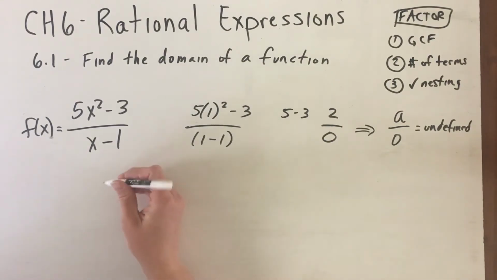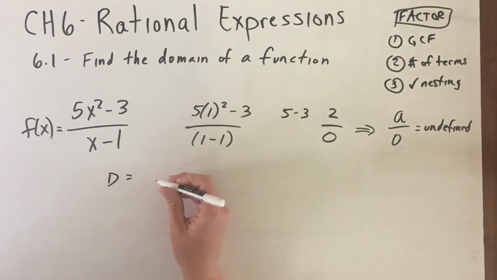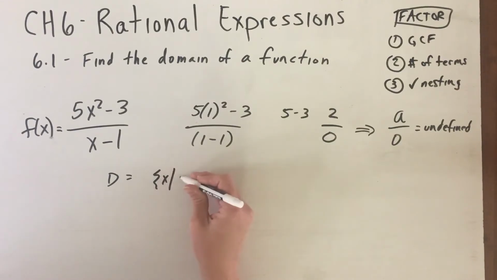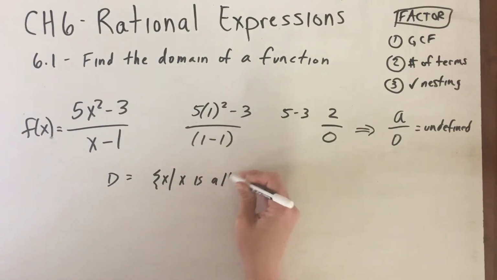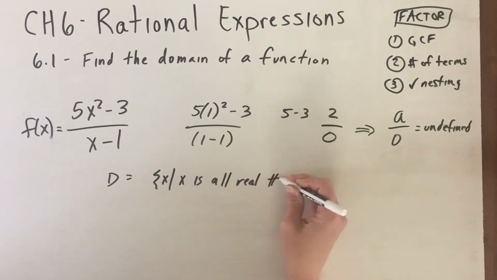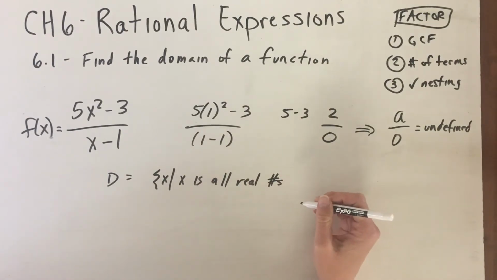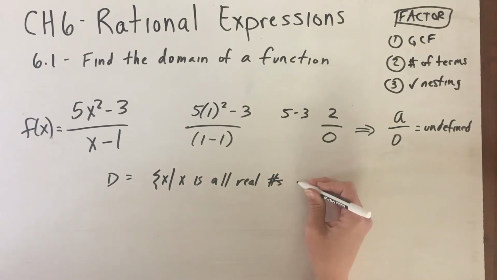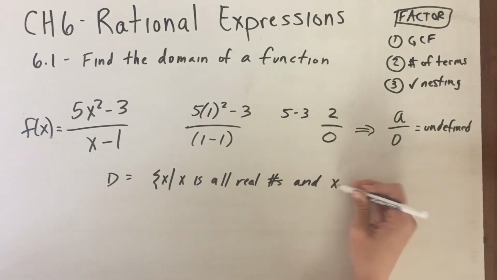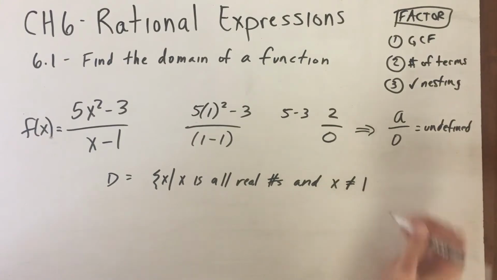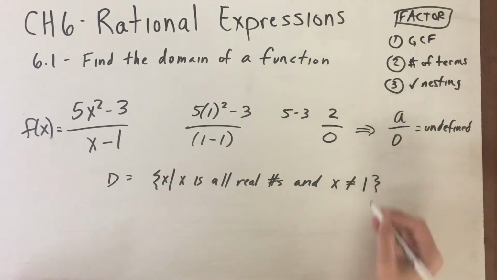So here we would say that the domain is all real numbers. So we'd say x is such that x is all real numbers except for x cannot be 1, because when x is 1, the denominator is 0, and we cannot have the denominator 0. So this is how you would find the domain of a rational function. Let's go through one more example to show you how you would do that.